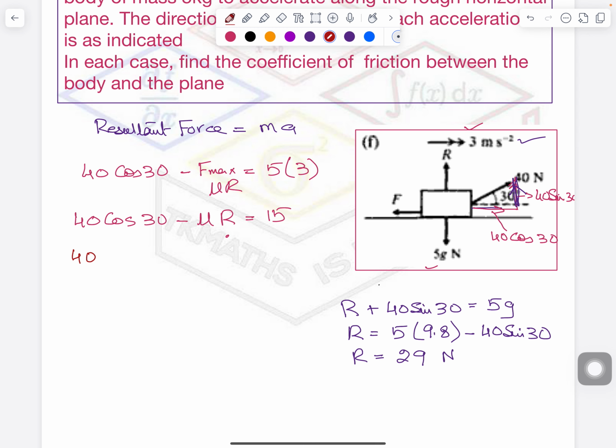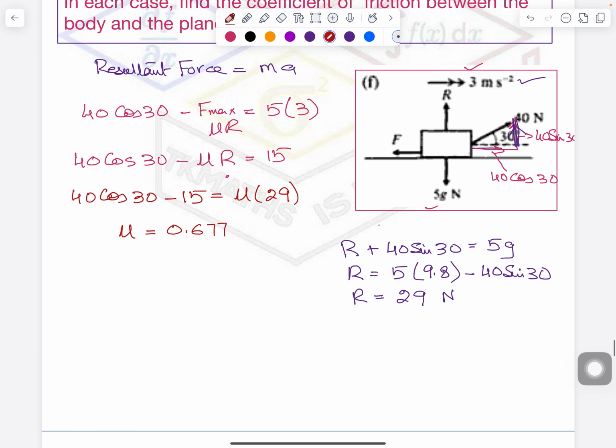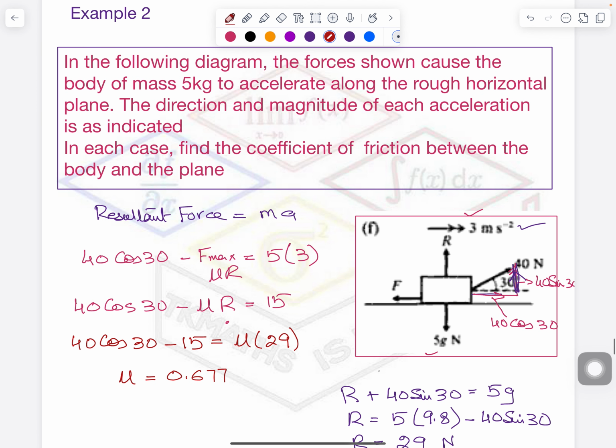By the way, I'm just writing 40 cos 30 because I will put it into the calculator later. But if you want to write it down at this stage, you can, right? So it is equal to minus 15 equals mu and r is 29. Now you can use the calculator and you will get mu is equal to 0.677. No unit because it is dimensionless. It is a ratio. So I hope you understood this question.